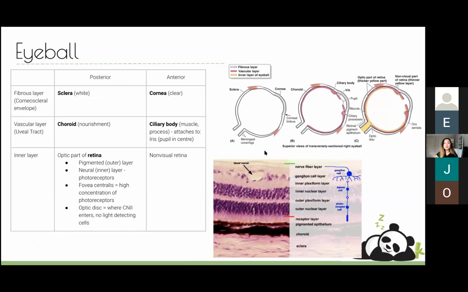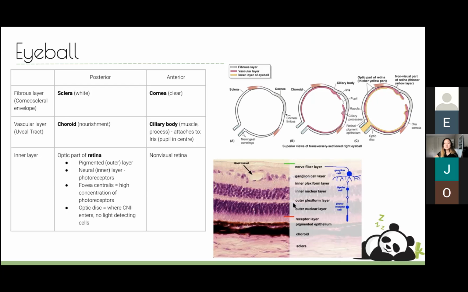This is your eyeball. It's got 3 layers: fibrous, vascular, and inner. So your fibrous layer is your sclera, or the white part, and then as it goes in front of your pupil, it needs to become clear, so it becomes your cornea. And then I just remember the inner layer is the retina, and all else is the vascular layer. So your vascular layer is composed of your choroid that turns into your ciliary body, which is muscle, which attaches to your iris, which is the colored part of your eye. And then you've got your pupil in the center. And then your retina is what lets you see.